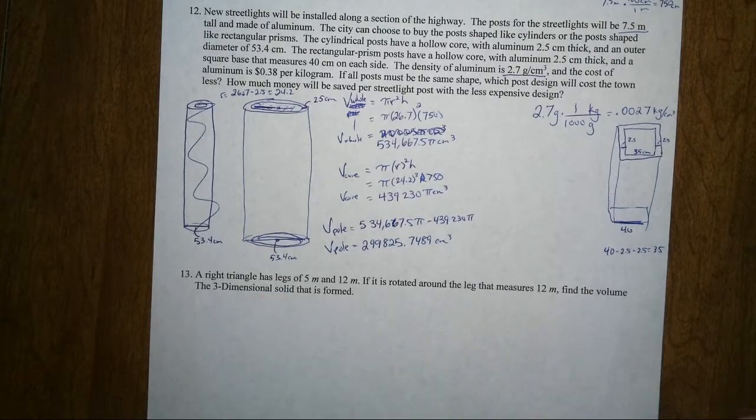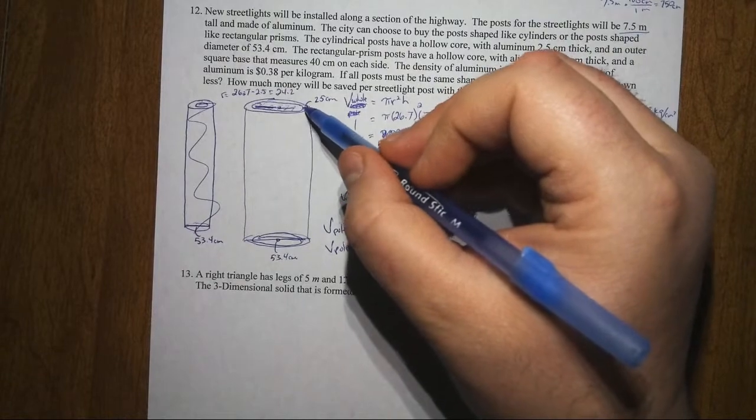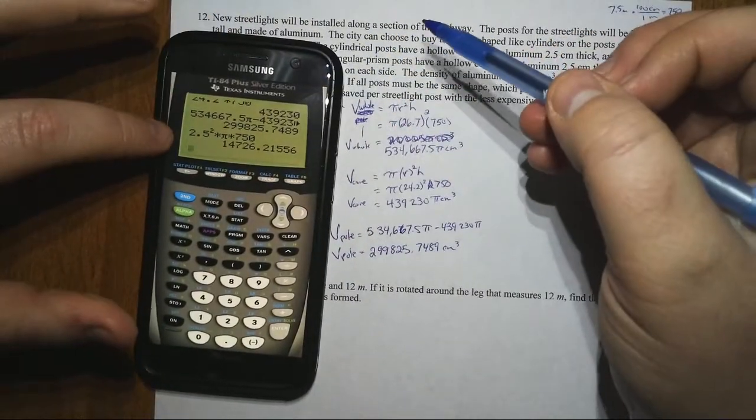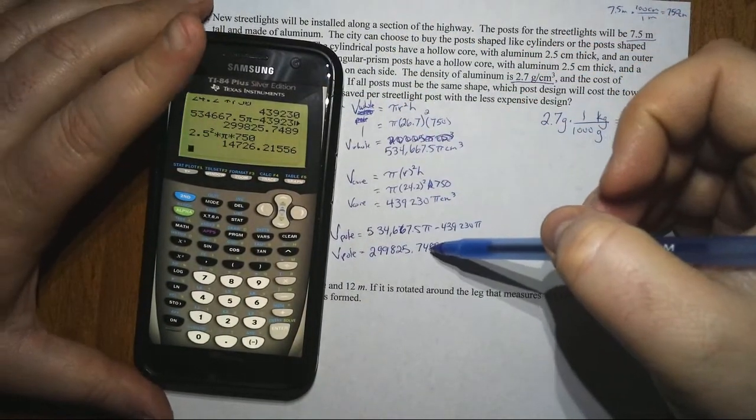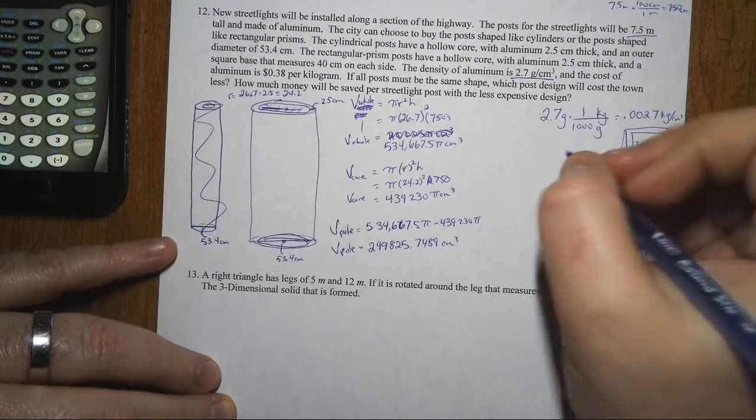All right? For those of you, by the way, who are thinking, well, if I just did a cylinder and just did 2.5 for the radius, right? 2.5 squared times 750, notice you don't get the same thing. So you have to actually do the volume of the poles and subtract it, okay? So let's do the same thing.